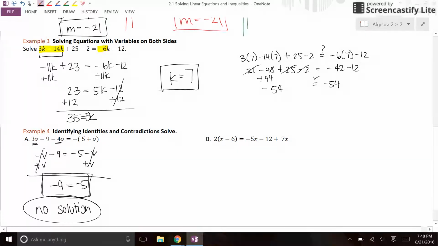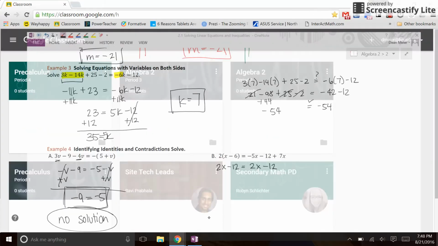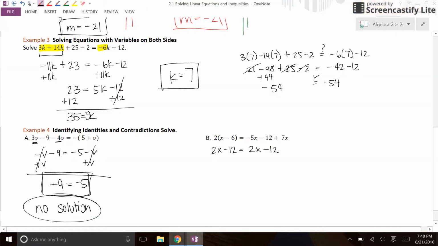Now look at B here too. This one should be a little weird too. Distribution. I'm going to do 2x minus 12 equals, now negative 5x and 7x, that's going to be a 2x minus 12. And you might notice something already. But again, combine like terms. I'm going to subtract 2x from both sides, and I get negative 12 equals, they canceled out, negative 12, just like before, no solution.